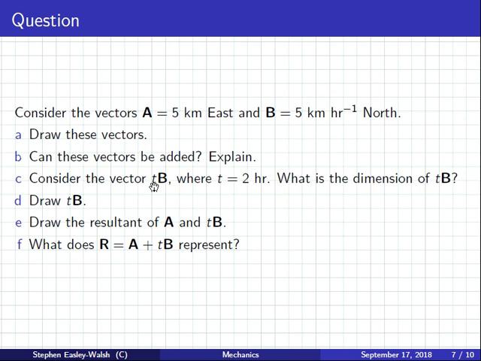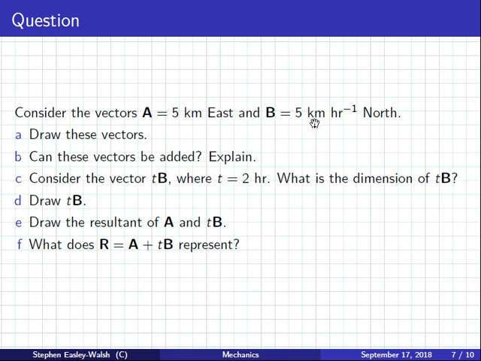Okay, so the next part now. The vector t multiply b, where t is 2 hours. What is the dimension of tb? Okay, so b. What's the dimension of b? What's the dimension of b? Dimension. Yeah.